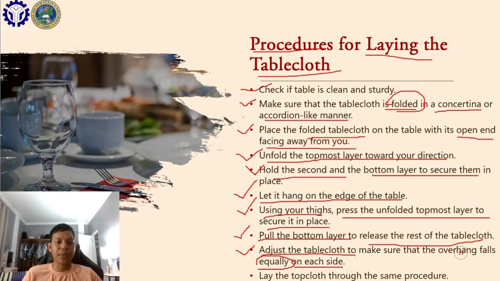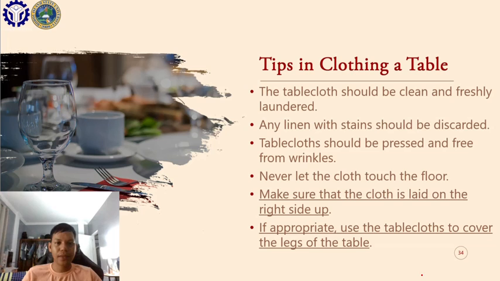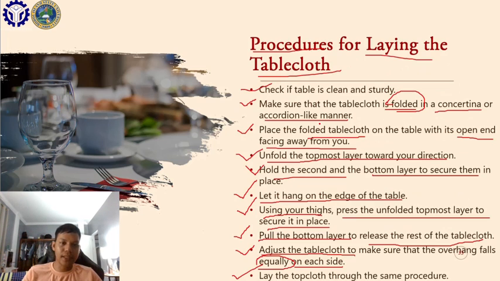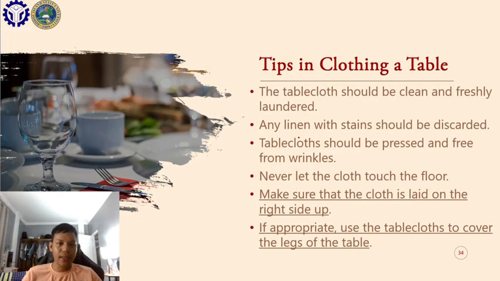There is a certain practice or training that you need to undergo in order to achieve this, having an overhang that falls equally on each side. After we're done laying the tablecloth, we need to double check if the overhang is equal on each side. And lastly, lay the top cloth through the same procedure. Same procedure. And then we will have tips in clothing a table. Again, this is the procedure and this is the tips.